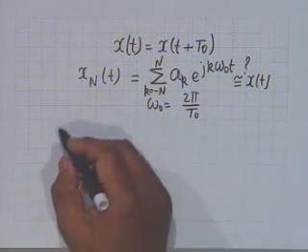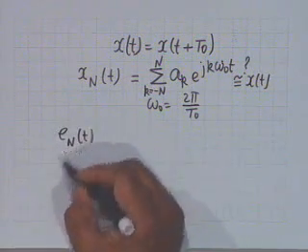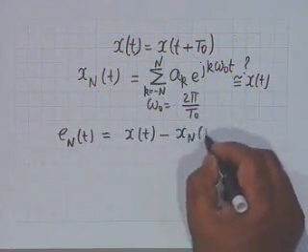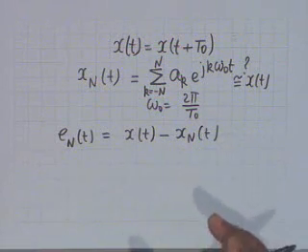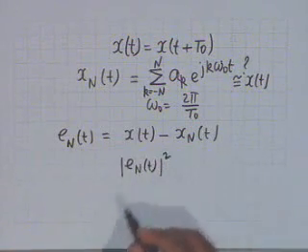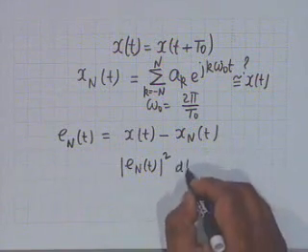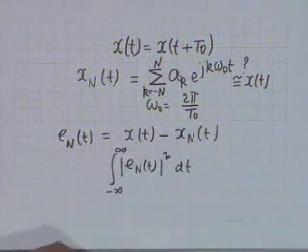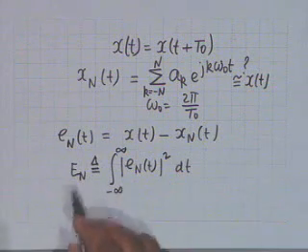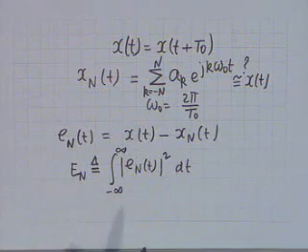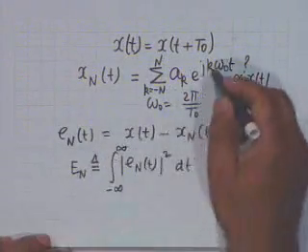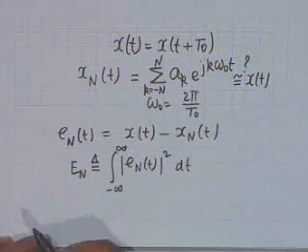Now, in order to answer this question, first what we do is we define an error function, E_N of t. And the error is defined as x of t minus x_N of t. That is the difference between the two, which can be positive or negative. And therefore, what we do is we take the magnitude squared of the error function and integrate for all values of time, minus infinity to plus infinity. And we call this capital E subscript N. That is, the capital E subscript N is the integrated error in approximating the given periodic function x of t by a finite series of the form of Fourier.